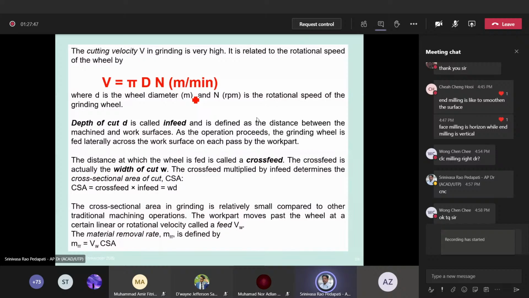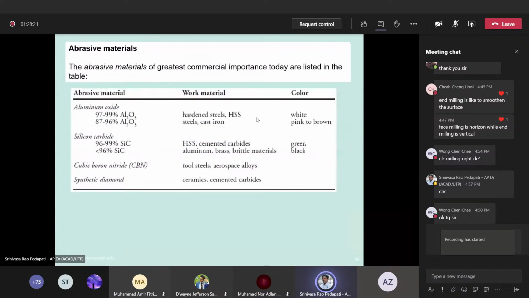V is equal to pi D N, where D stands for the diameter of the wheel and N stands for the rotational speed of the wheel. Depth of cut, as I said, is the depth that you give. And then width is the width of that wheel, the width of the cut. So the metal removal rate is velocity times CSA, where CSA is the cross-sectional area. That means velocity times area is the metal removal rate. So this is how we calculate how fast it is going to remove our material.